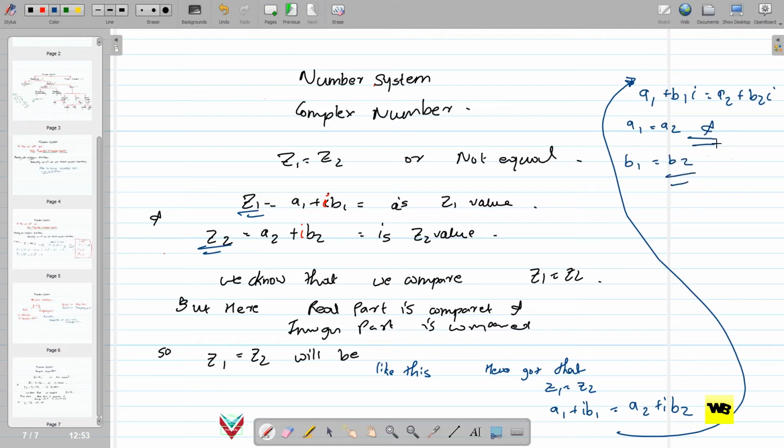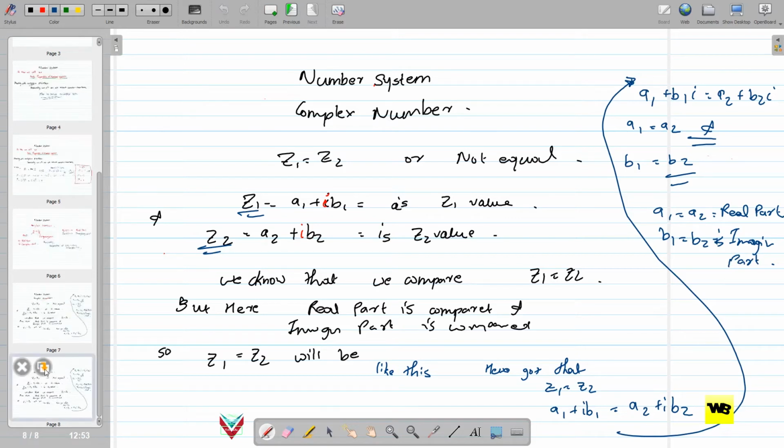So here A1 equals A2 is the real part, and B1 equals B2 is the imaginary part. So it's just the comparison between LHS and RHS, or it is a comparison between real and imaginary parts.